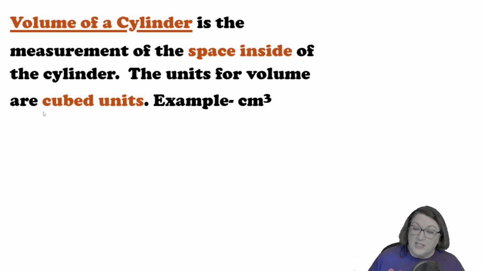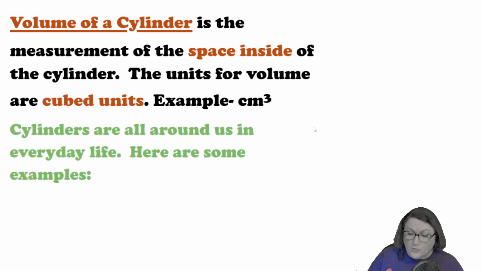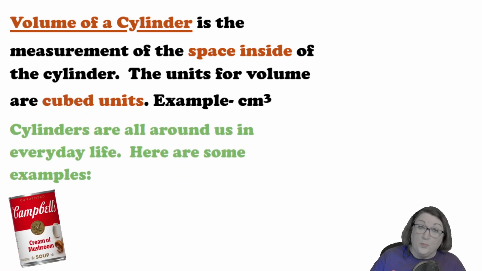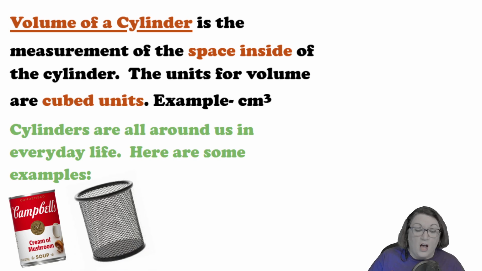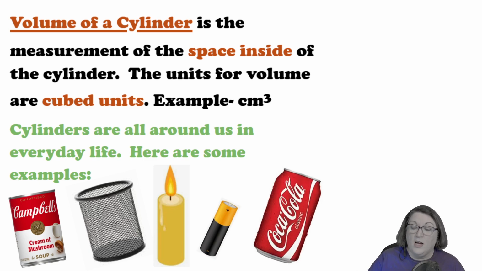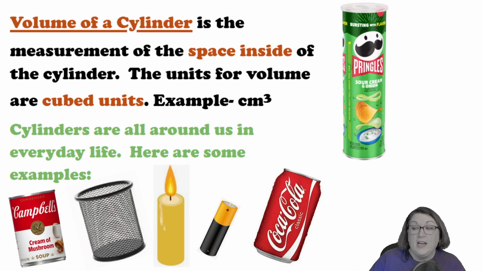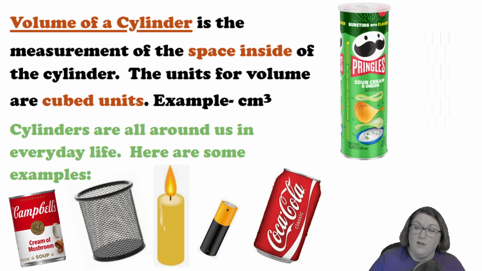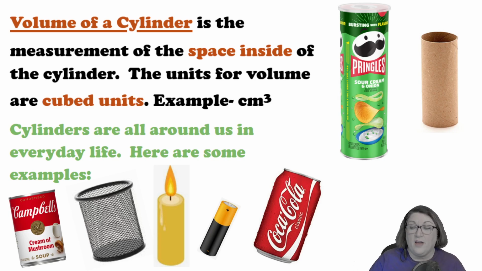I'm going to show you some examples actually in real life. The first one is like a can of soup. That's cylinder shaped. Also a pencil cup. I have some of these in the classroom. Sometimes trash bins are shaped like cylinders as well. And then we have some candles that are cylinder shaped. Batteries can sometimes be cylinder shaped. Soda pop cans. Potato chips can come in cylinder cans as well. And of course, your toilet paper rolls are also cylinder shaped. So these are just a few examples of what cylinders look like.